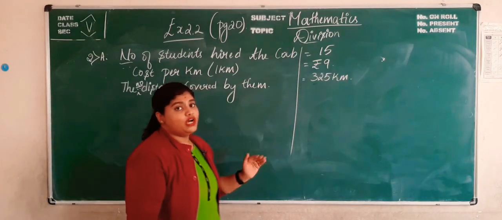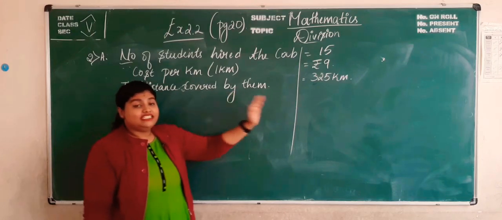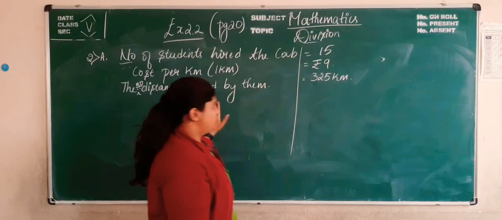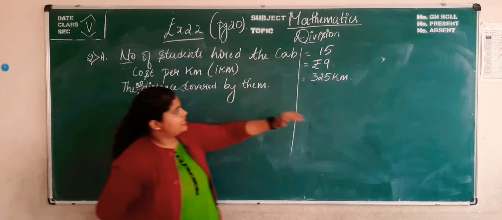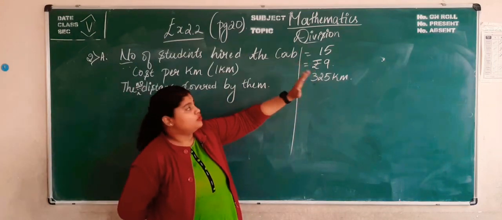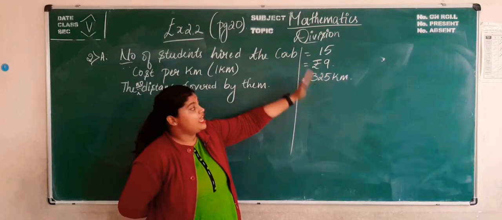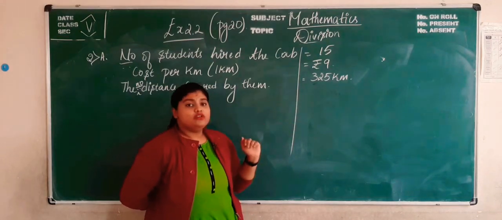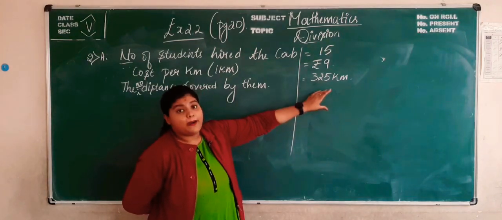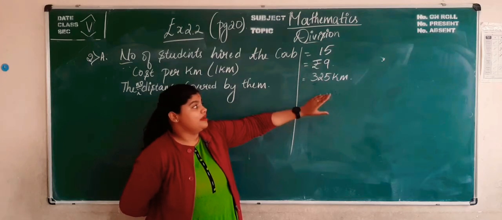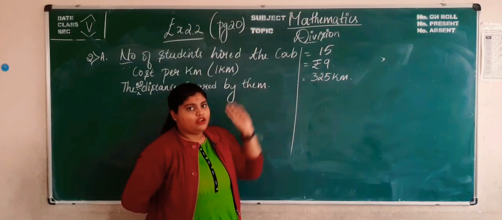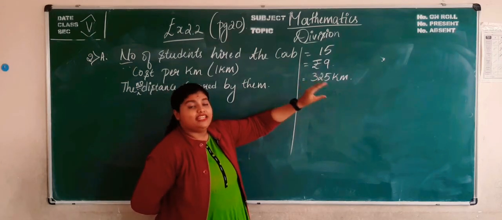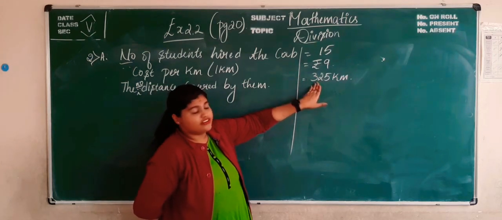So now we have to find out what is the amount that is shared by these 15 students. So first, what should we do? We know that there are 15 students. We know the cost per kilometer is 9 and we know the distance traveled, that is 325 kilometers. So now I should find out the total amount they are getting charged for this trip. Now what should I do? I should find out the amount they are charging because they are traveling in a cab.